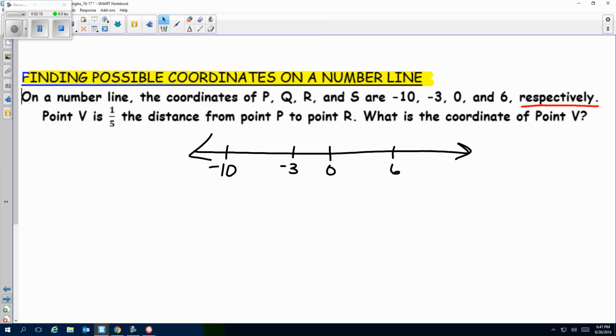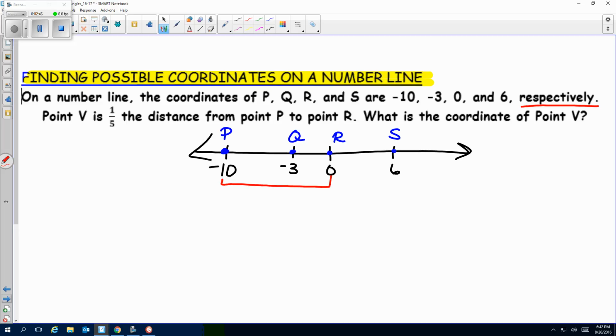And the points are going to be in that respective order. So the first one was P, so that was the -10. Q, then we have R, and then we have S. Okay, so we want to find point B. We got to figure out where point B is on this number line, and it's 1/5 the distance from point P to point R. So where I'm focusing my distance is between P and R.